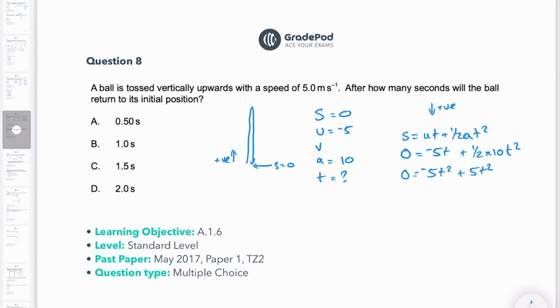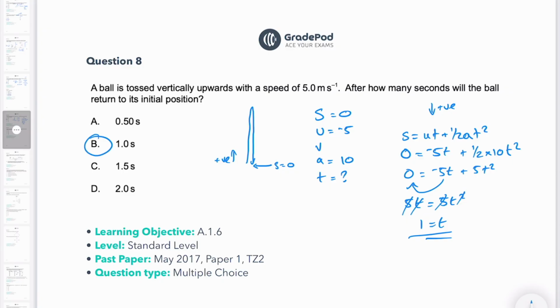Sorry, you saw me make a mistake there. Easily done. Let's write that out again. 0 equals minus 5t plus 5t squared. Let's take that over to there. 5t equals 5t squared. They cancel. One of these cancels. So 1 equals t. The amount of time it takes to return to its initial position is 1 second.